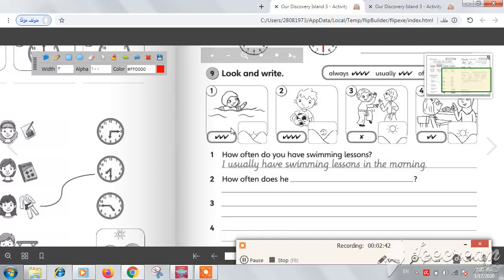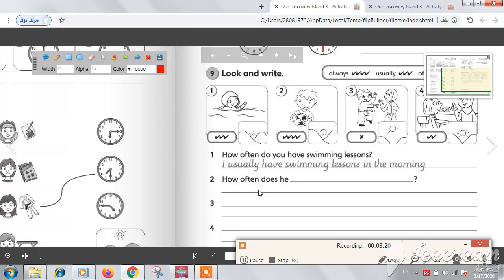Look at the pictures. How often do you have swimming lessons? Look at these 3 ticks. This means usually, as I told you before. These 4 ticks mean that you are going to use always. This cross means you are going to use never, and this is for often. So number 2 is gonna be like this.